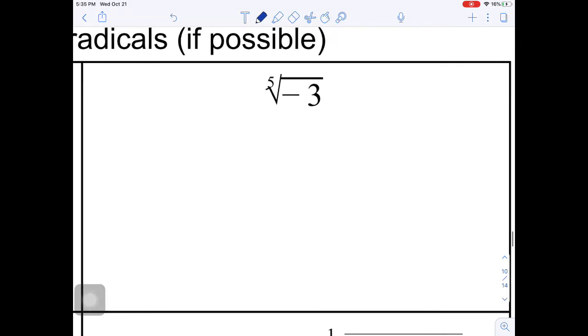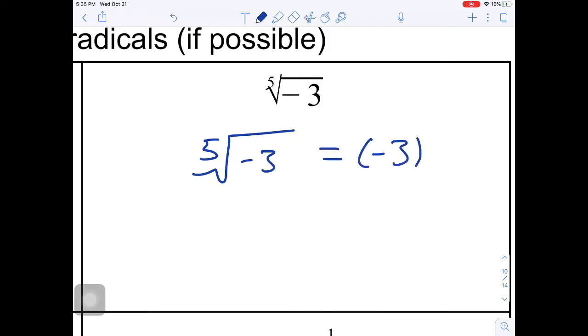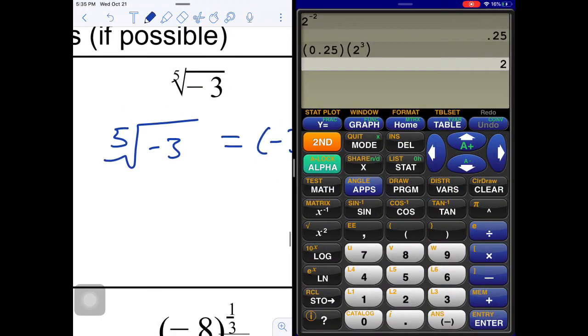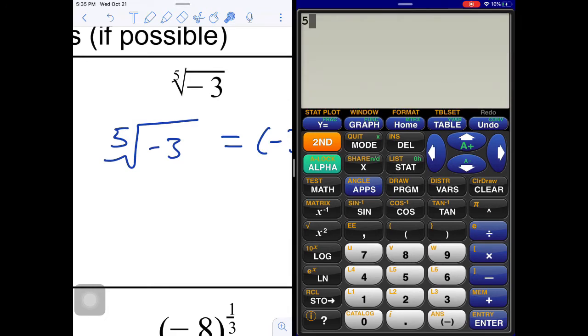Here I have the fifth root of negative 3, so I can plug in -3 to the power of 1 over 5. So let's see how our calculator works with these things. We talked about how to plug this into our calculator, right? We plug in 5, and then I'm going to press math, the option where it makes my number I just plugged in turn into the exponent. So I'm fifth rooting -3. That gives me -1.24.